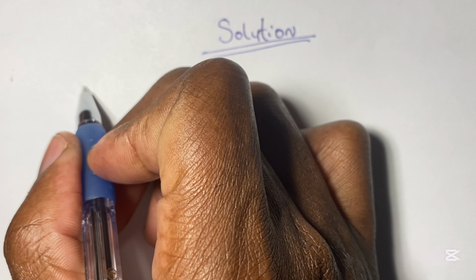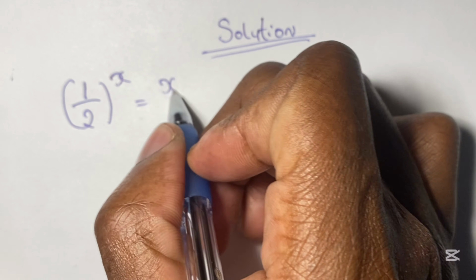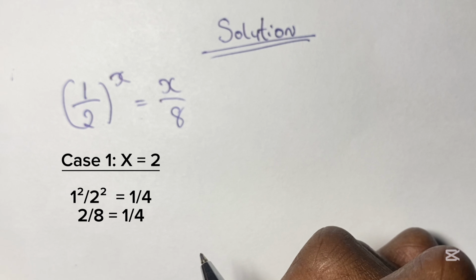Our equation is that 1/2 raised to the power of x is equal to x over 8. Now let us pause from here and see what we are looking at. We can try to solve this equation by guessing that x equals 2. Therefore, we would have 1 squared over 2 squared is equal to 2 over 8. 1 squared is just 1, and that's just 1 over 2 squared, and 2 squared is 4. So we have 1 over 4. And 2 over 8 is also equal to 1/4.